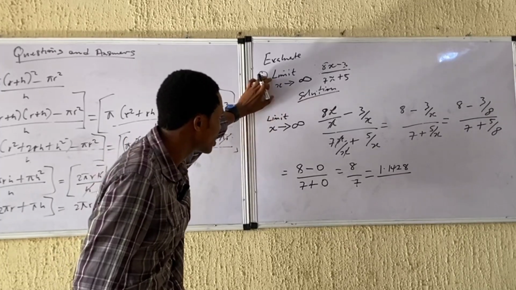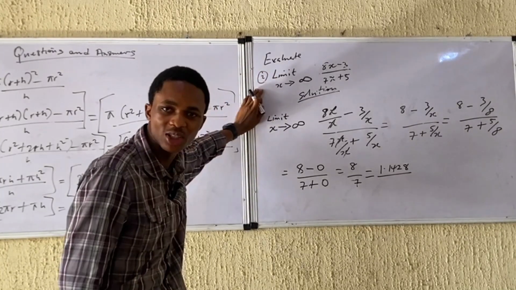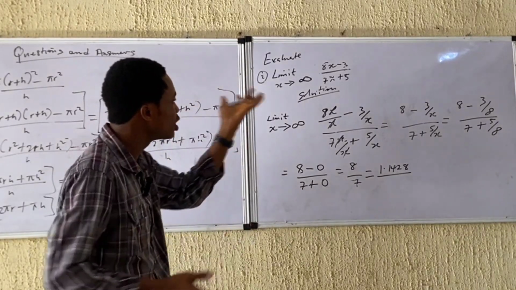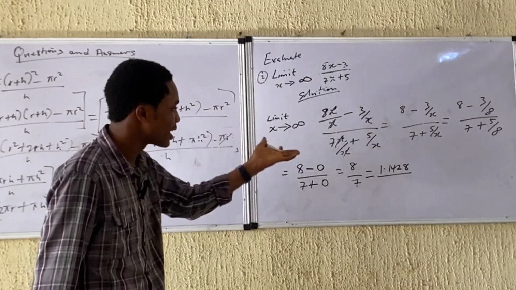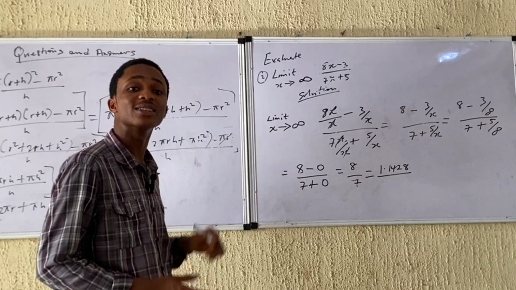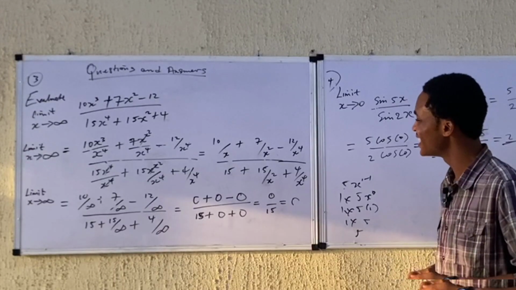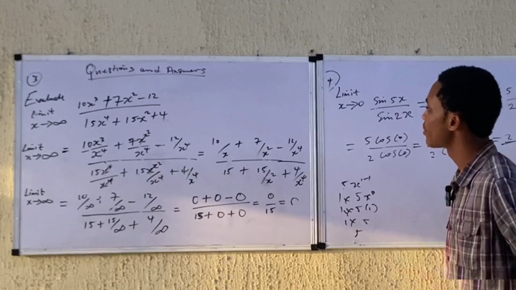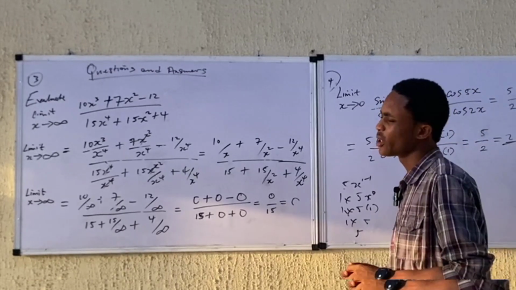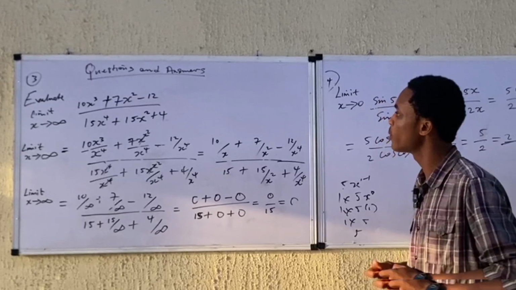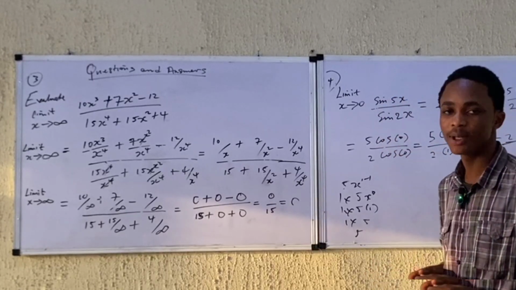Remember, when you see a question like this, go straight to the denominator and divide through by the highest power of x at the denominator. That will give you the right answer, and that is the appropriate approach to this kind of question. So let's go to question 3. Evaluate the limit as x approaches infinity. So I told you before, with infinity under limit, we pay reference mainly to the denominator.